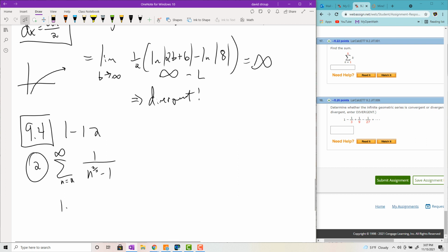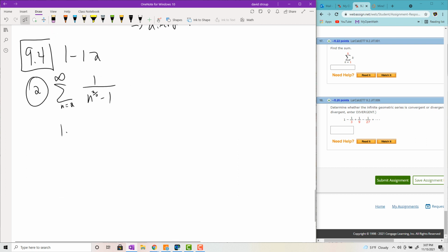So first I need the inequality where you're comparing the terms of this series to the terms of some other series which you know the behavior of. Right? And usually you could just chop off parts, like get rid of the -1 there, and you have 1 over n to the 2/3. Or you can add another factor of n to the 2/3, so you'd have like 1 over 2n to the 2/3, depending on which direction you need to go.